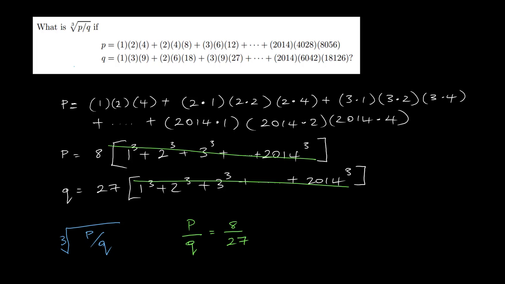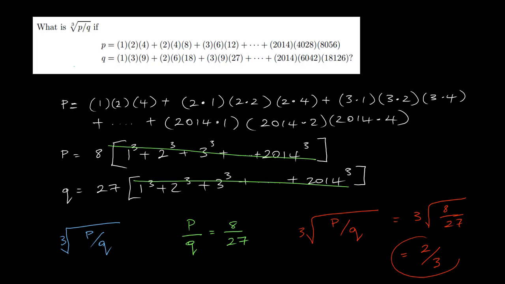So if p over q is 8 over 27, that means the cube root of p over q is actually the cube root of 8 over 27. And as we can see, those are cubic numbers. So our final answer would be 2 cubed is 8 over 3 cubed, which is 27. So this would be our solution to this problem.